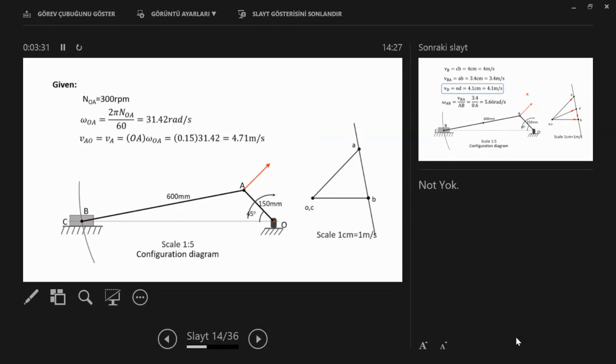We know the RPM is about 300 RPM. OA, the crank, is going with 300 RPM. 300 RPM means 31.42 radians per second, omega. So then we can calculate the velocity of A, the linear velocity. Linear velocity is the distance times omega. So here, this is 4.71 meters per second.